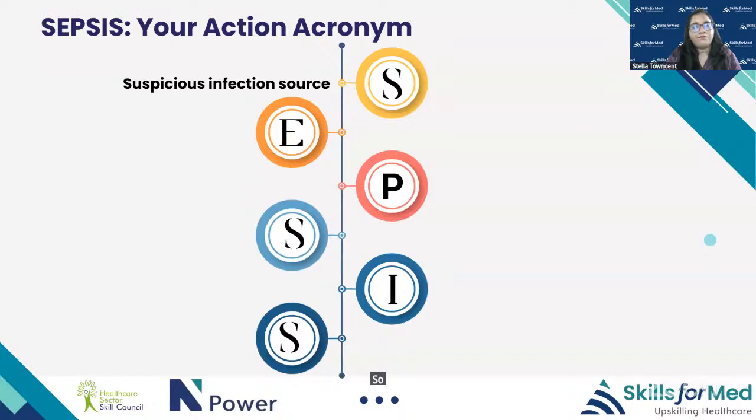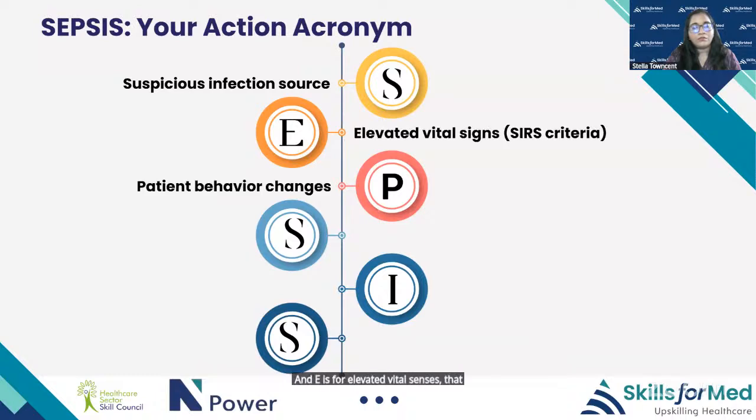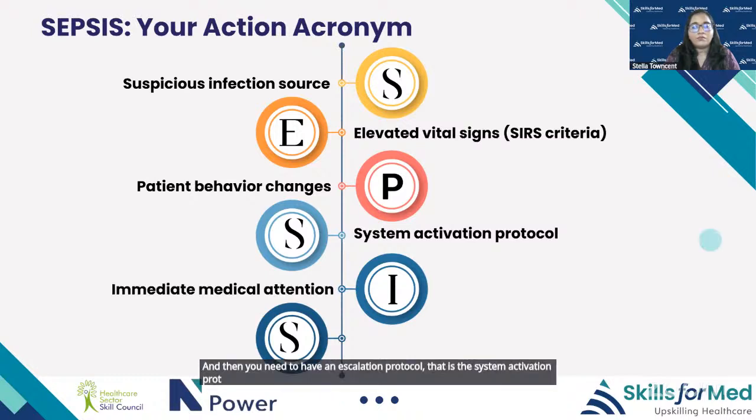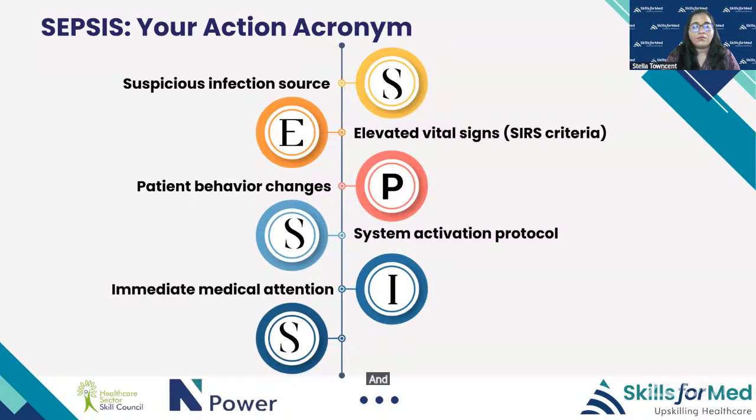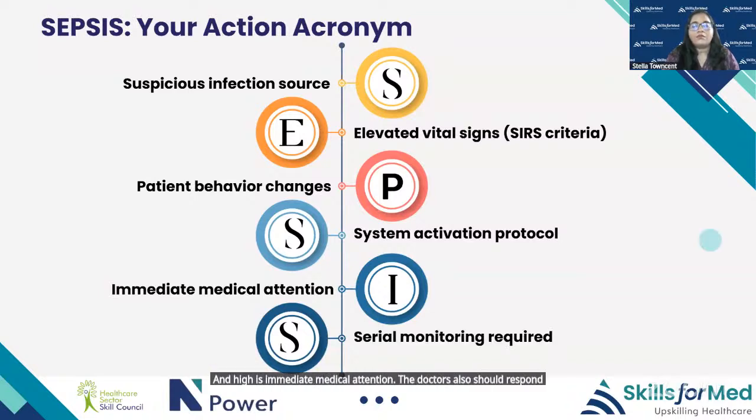So here is an acronym. You have to suspect the infection source, S, and E is for elevated vital signs, as that is the SIRS criteria. Patient behavior changes I told you about, that is the P. And then you need to have an escalation protocol, that is the system activation protocol. And I is immediate medical attention. The doctors also should respond to it immediately. And then you do serial monitoring, continuous monitoring. So all these things should be in place in our hospitals.